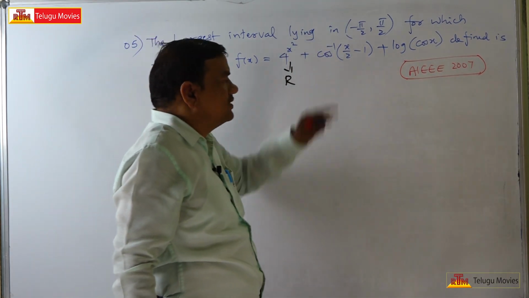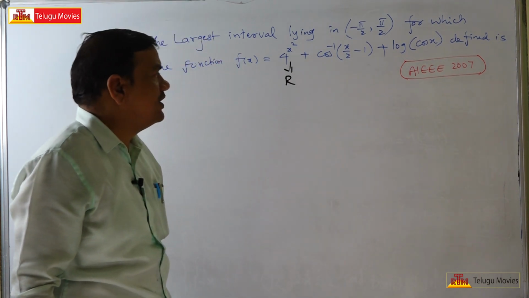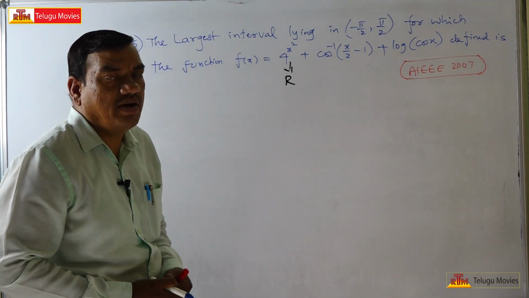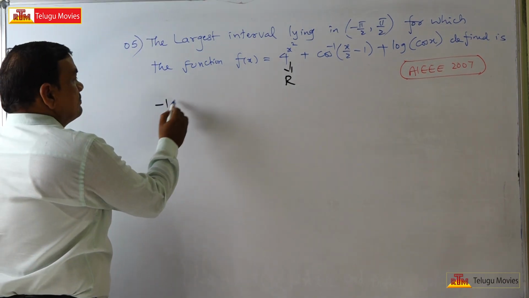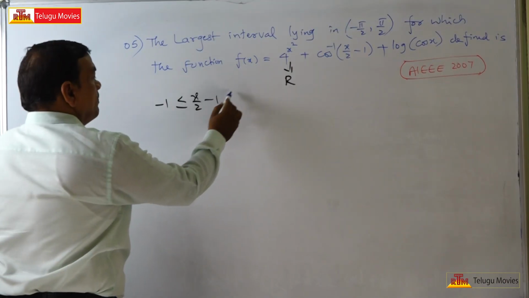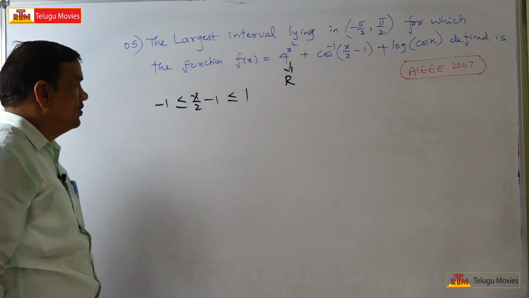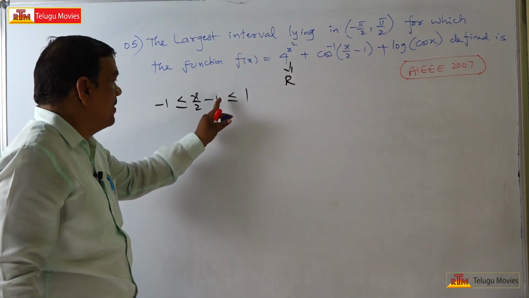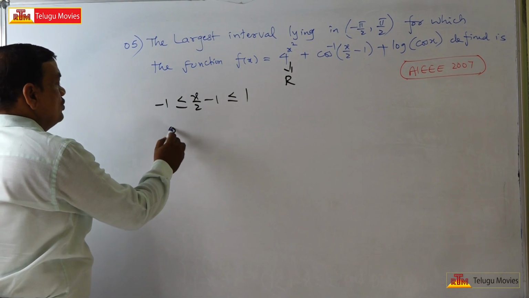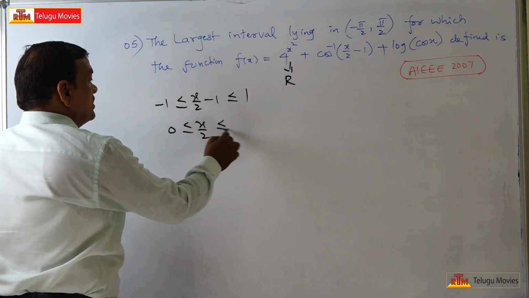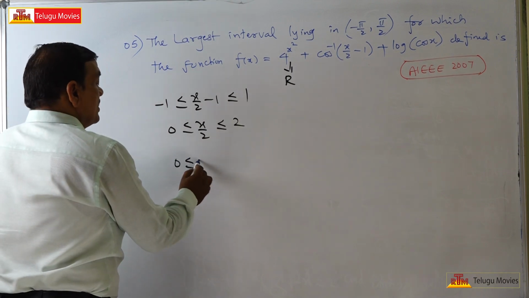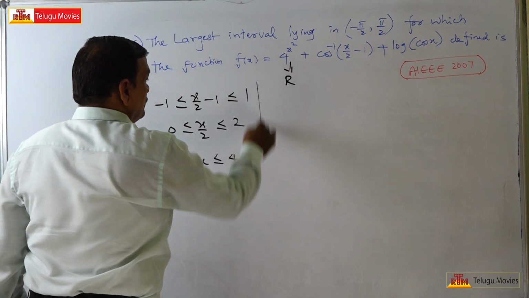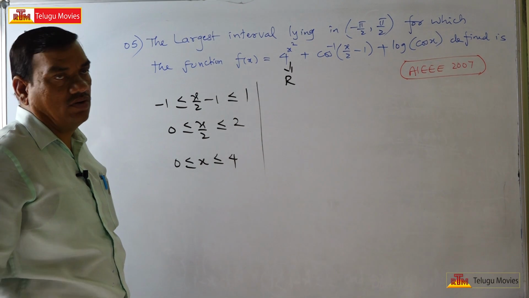Coming to the second function, cos inverse of x by 2 minus 1. What is the domain of cos inverse of x? Minus 1 to plus 1. So, minus 1 less than or equal to x by 2 minus 1 less than or equal to 1. We want the x value, so add 1: 0 less than or equal to x by 2 less than or equal to 2. Multiply with 2: 0 less than or equal to x less than or equal to 4. This is for the second function.